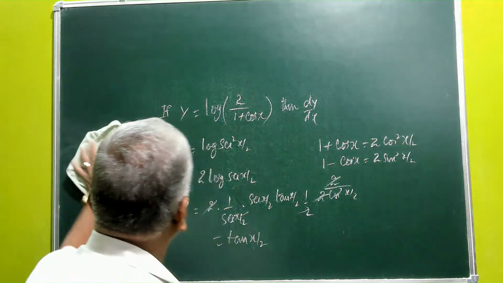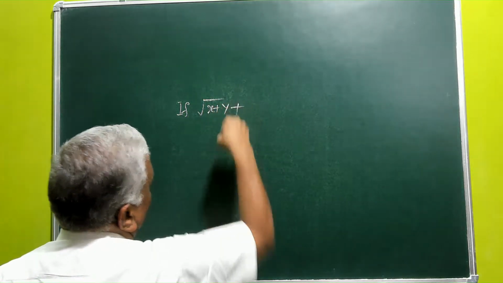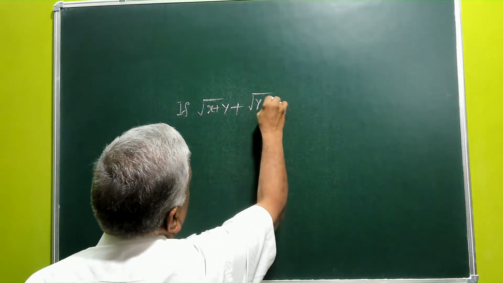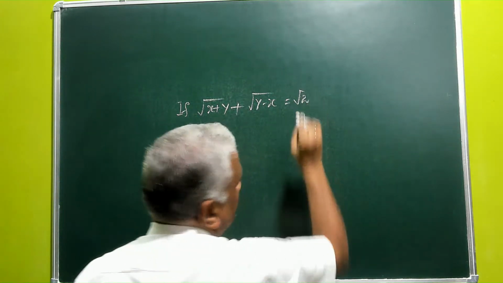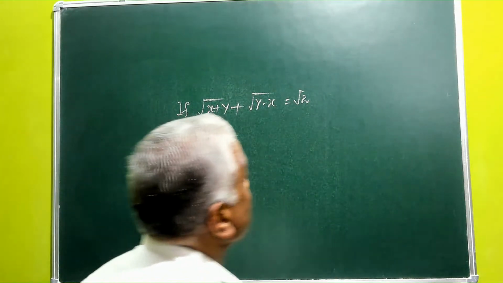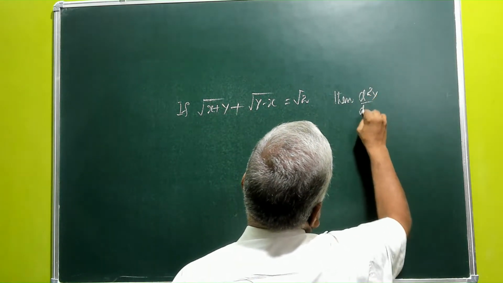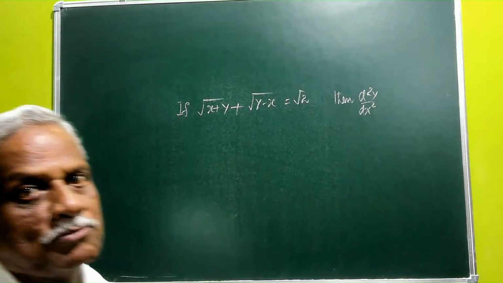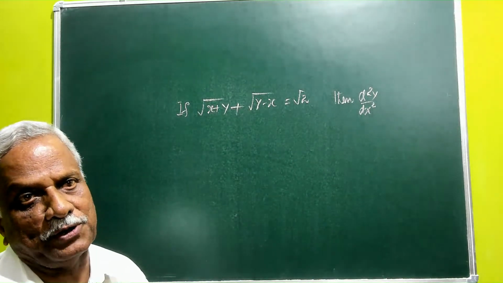If root of x plus y plus root of y minus x is equal to root 2, then find d square y by dx square. Very interesting. The problems look difficult, but if you have worked it out earlier, then it will be easy for you.